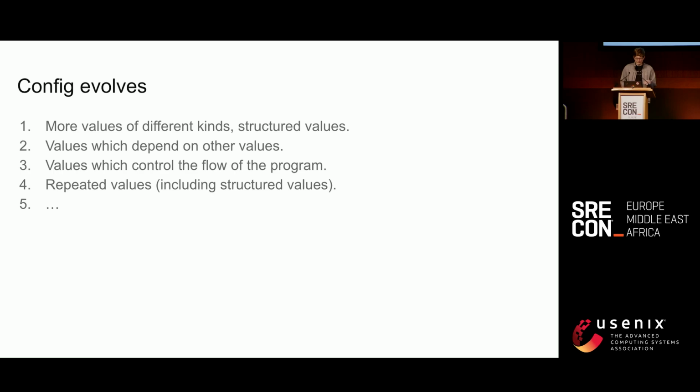The problem is, I will start to evolve my config, obviously, because I will need more values. I will need a different structure in my values. Somehow I will start having values that depend on other values. Some of my constants that I redefine will actually be booleans that turn on and off certain branches in my program. I will need to stick repeated structured values in the config. So this evolution continues.